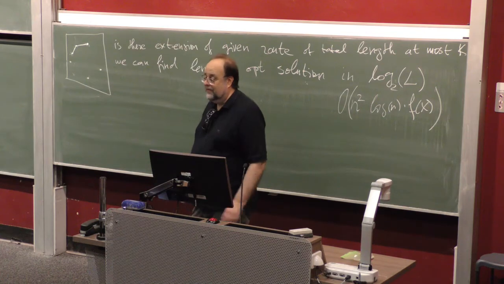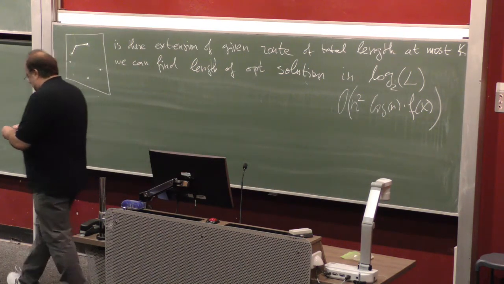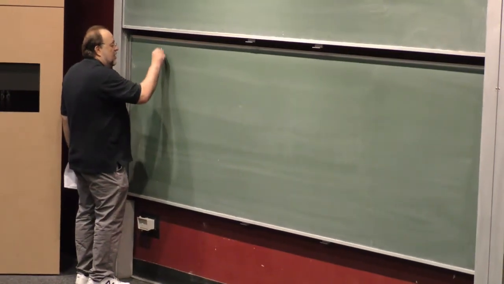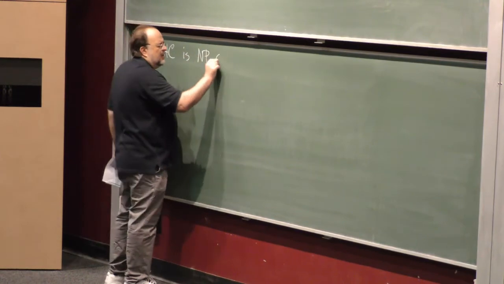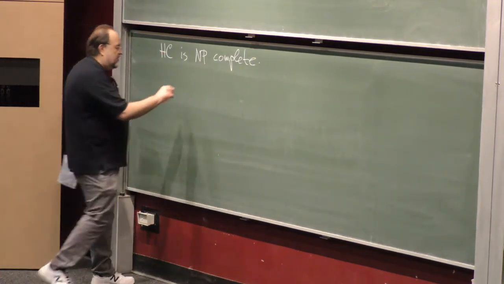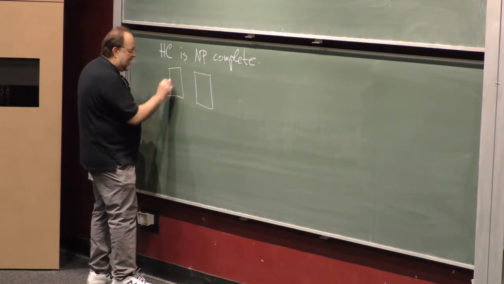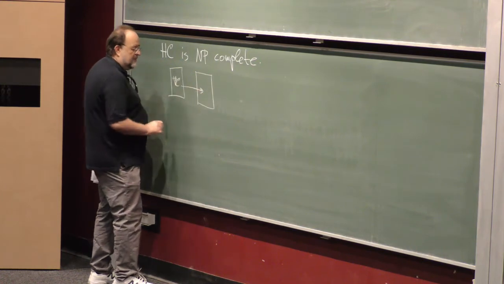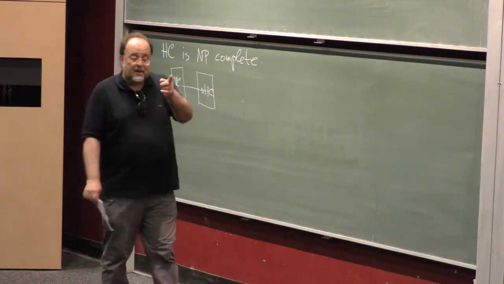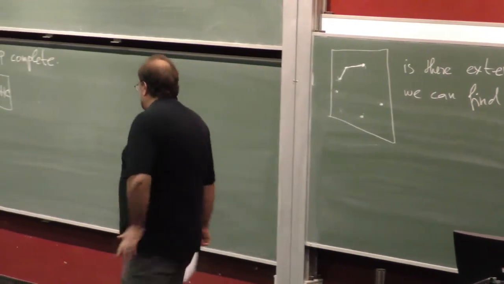Okay, so is everything clear about this? Let me now show you a beautiful reduction that is also due to Karp. So we want to show that Hamiltonian circuit is NP complete. And how do we do that? To show that HC is NP complete, we will show that vertex cover reduces to Hamiltonian circuit. What is Hamiltonian circuit? You are given a graph, and the question is: is there a tour of all vertices that visits every vertex exactly once and goes along the edges of the graph?